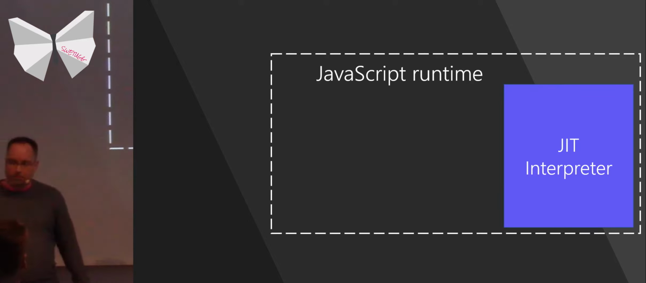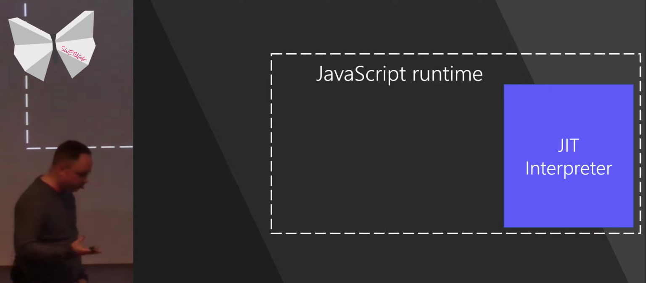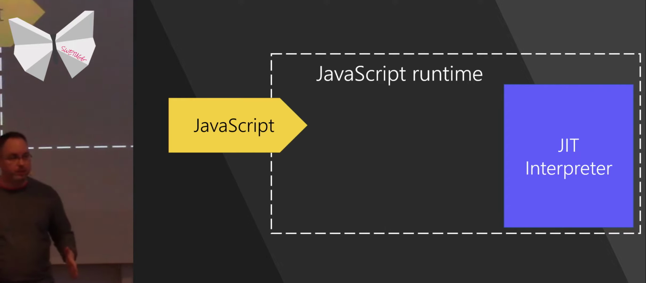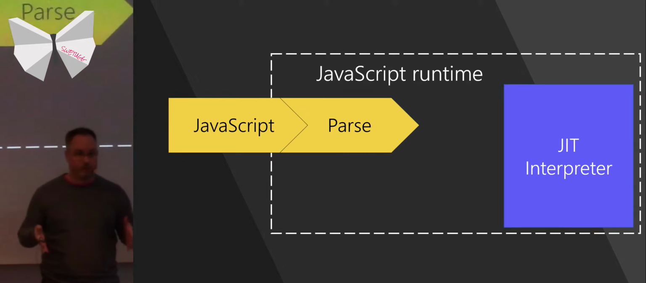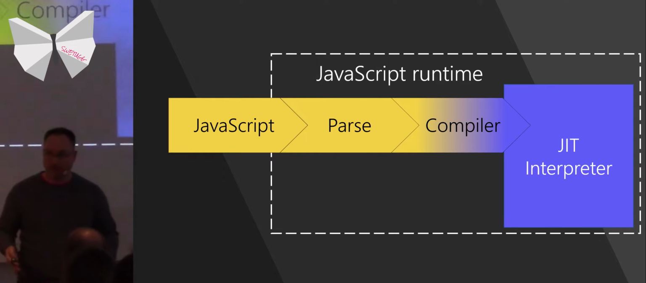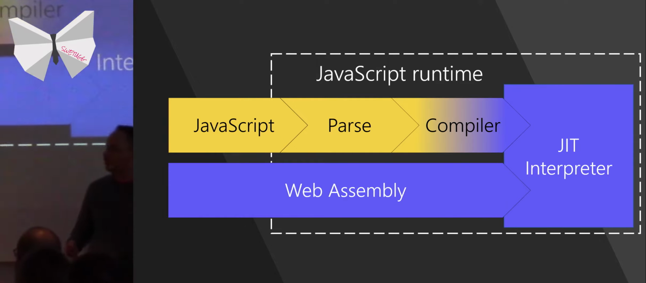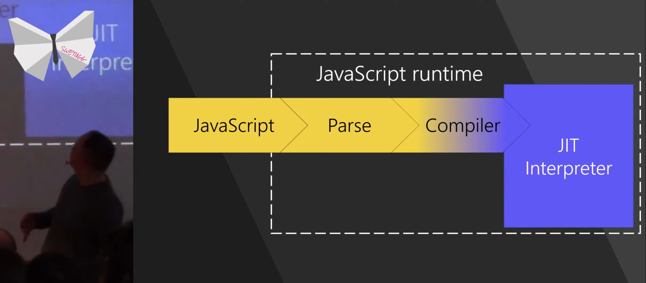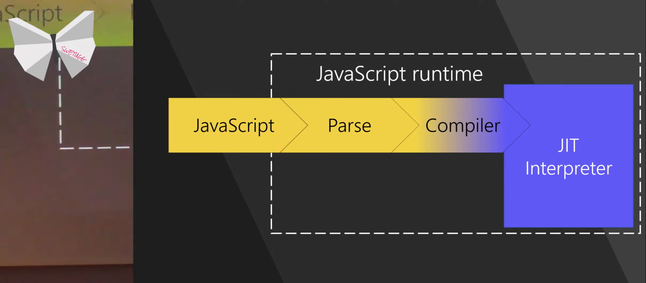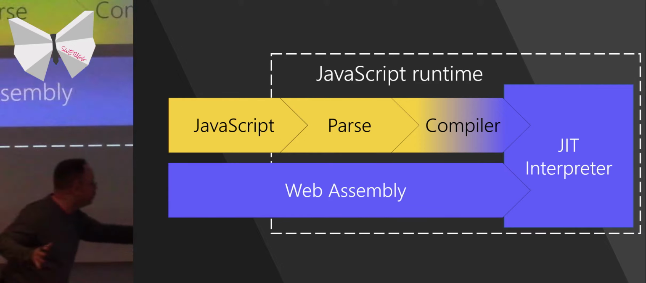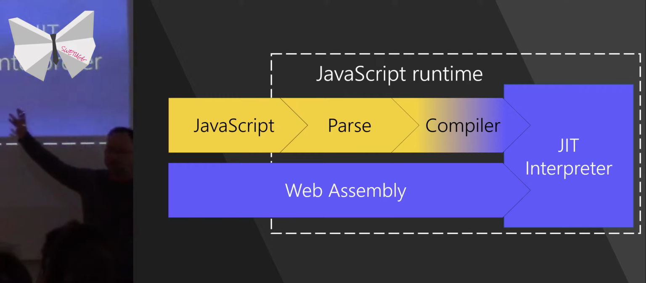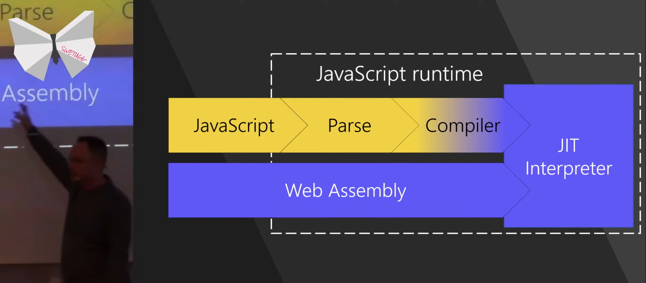What is happening for a normal web page? So you have the JavaScript. It's going to get downloaded to the browser. It's going to get parsed. It's going to get compiled, and then it's going to run. Now, WebAssembly bypasses all of this and goes straight into the JIT interpreter. We can skip all of these steps.